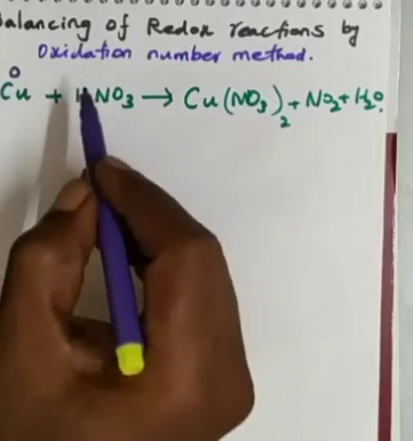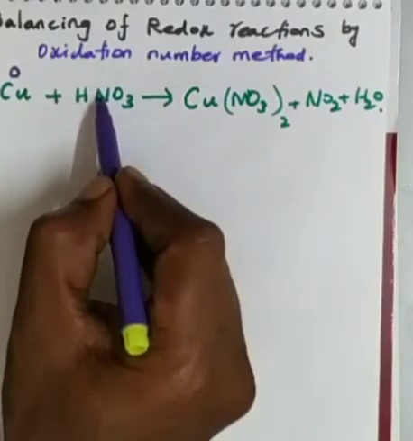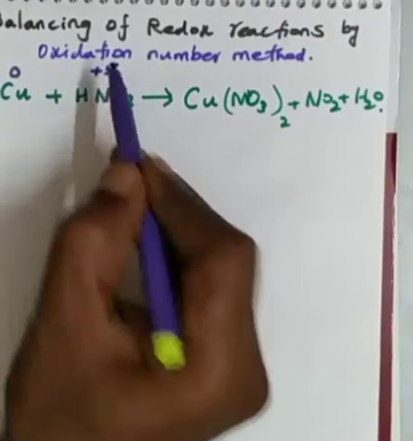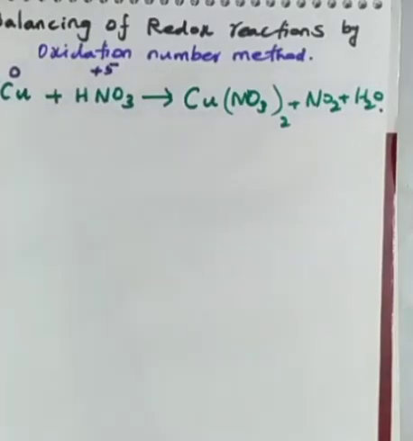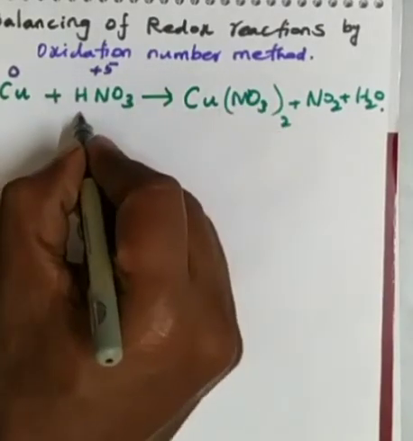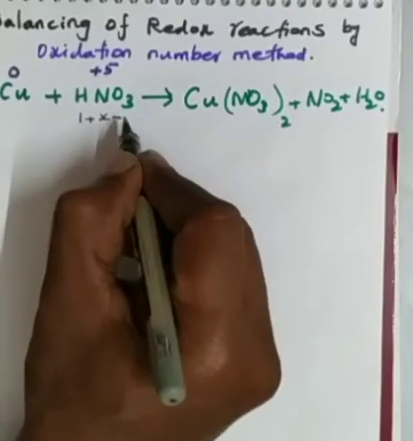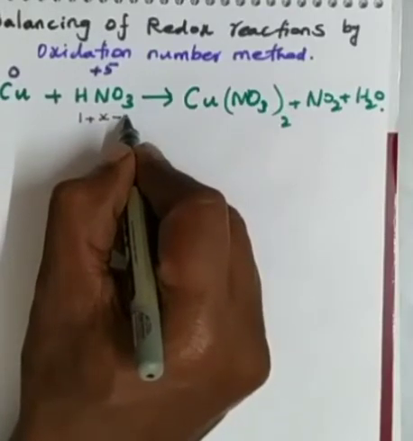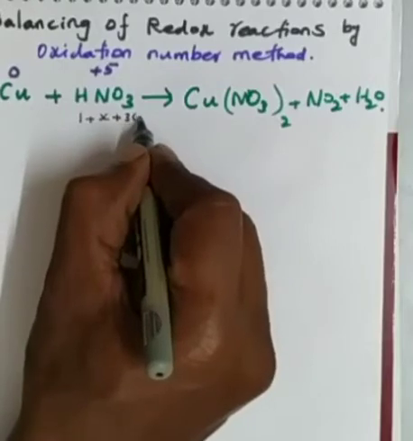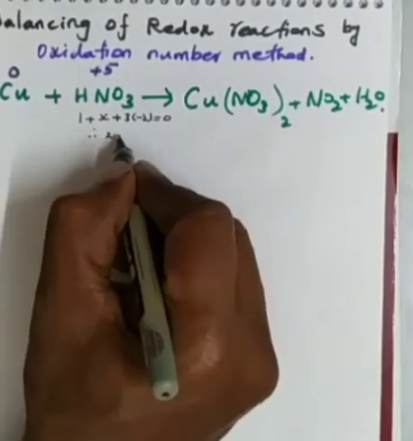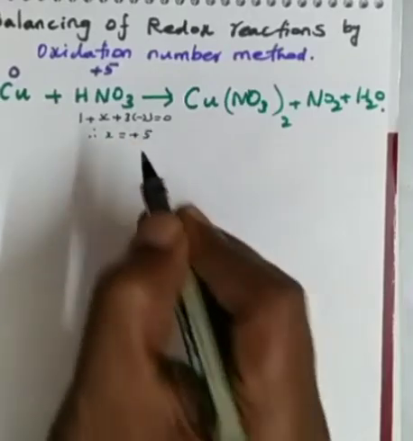And then for nitrogen in nitric acid, it is plus 5. Already we learned how to find out this oxidation state. For example, hydrogen is 1, and we have to find out X. For 1 oxygen, it is minus 2. So 3 oxygen, 3 into minus 2, equal to 0. Therefore, X equals plus 5.